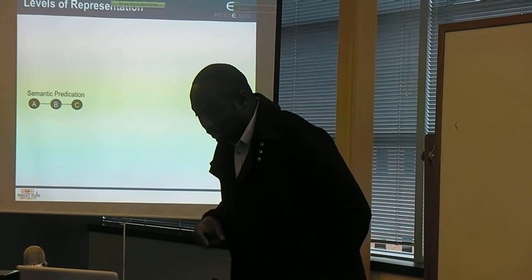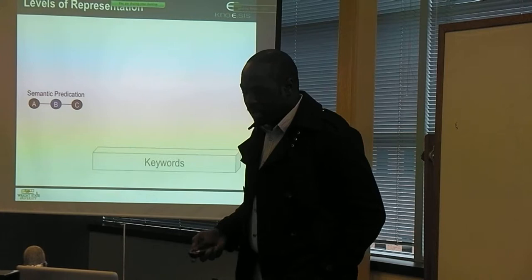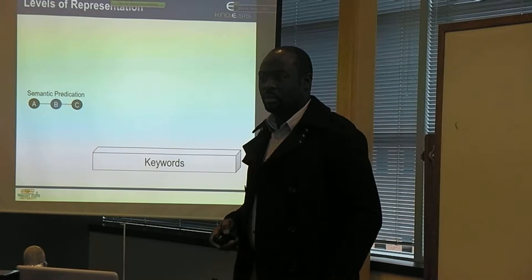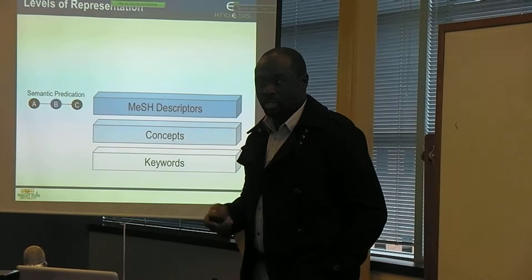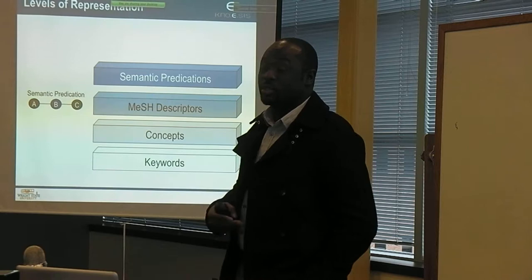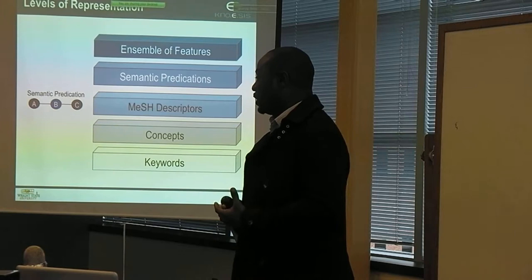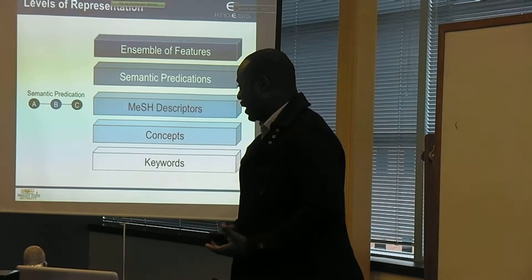Now, suffice to say that one can represent a semantic predication at various levels. You can represent a predication in terms of the keywords with which it co-occurs, which would be almost exactly what people do with PMIs. You can represent it in terms of the other concepts with which it co-occurs. You can represent it in terms of the MeSH descriptors that are used to tag the articles where it occurs, as we have done here. At a higher level of complexity, you can represent it in terms of the other semantic predications with which it co-occurs. And even more complex, you can represent it as an ensemble of features where you use logistic regression to determine the weights of these various attributes, and you can come up with some complex model.